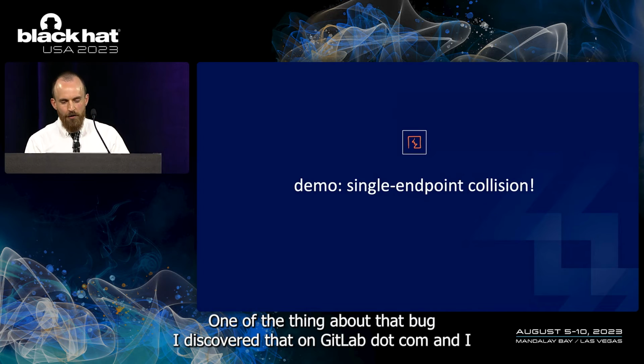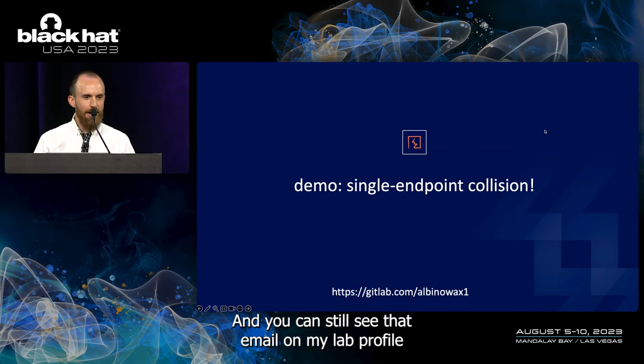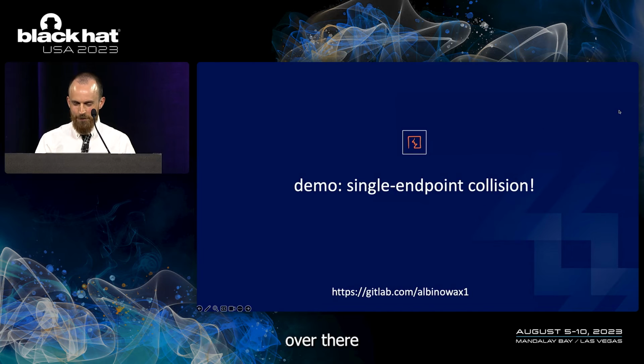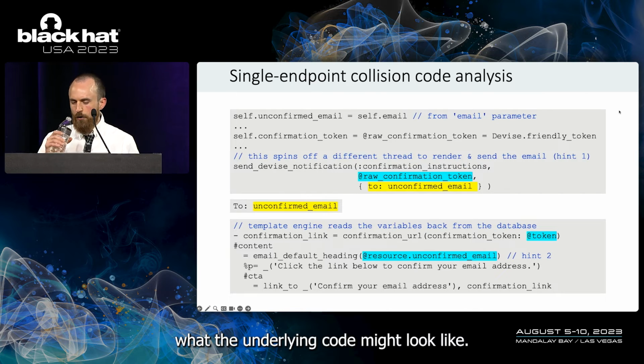So, oh yeah, one other thing about that bug. I discovered that on gitlab.com, and I couldn't resist using it to get a verified email of albinowaxed@gitlab.com. And you can still see that email on my GitLab profile over there. So that shiny finding left me wondering about what the underlying code might look like.